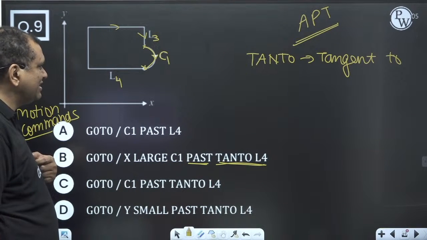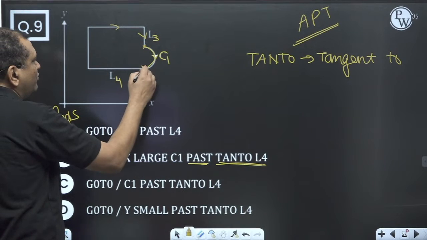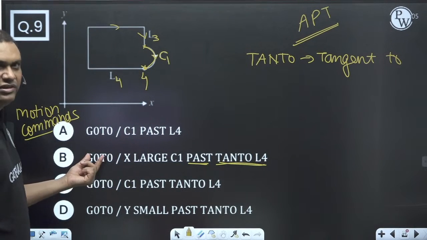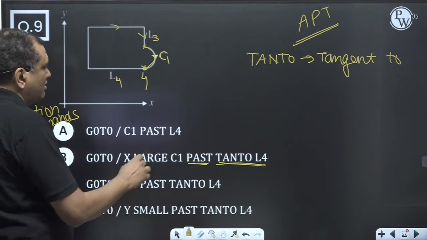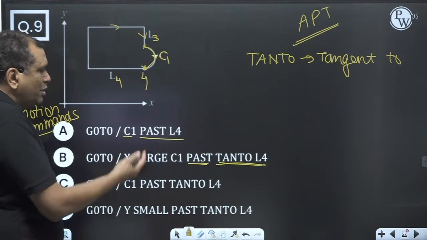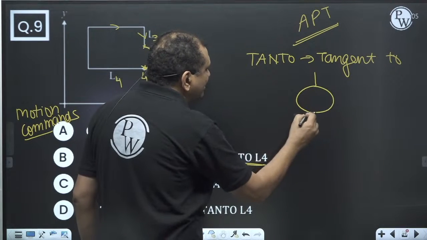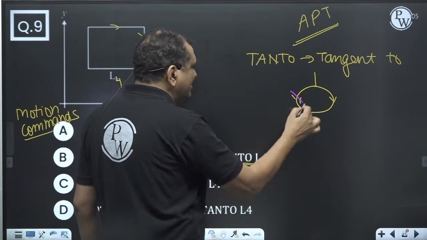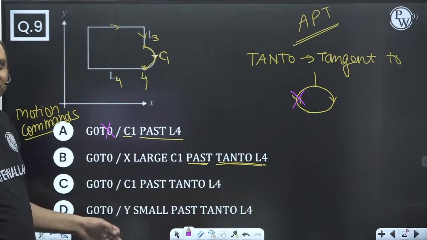So here, what is the correct answer? From point number 3, I want to move to point number 4. So go to. It's a motion command statement, go to. Then C1 past L4, whether it's correct or not. Because no information is given, the cutter can move like this and like this. And if the cutter moves like this, it's a wrong statement, no? So A cannot be the correct answer.